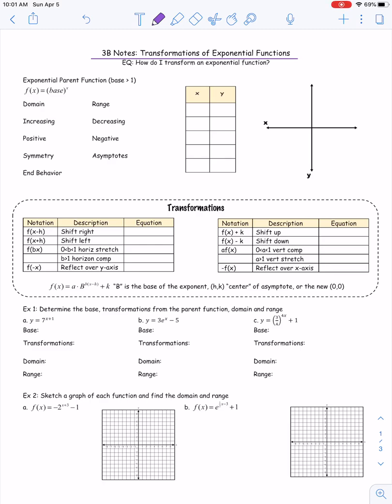Hi guys. So here we are with our 3B notes. So this is still our 8.1. This is an intro to unit 8, which is exponential functions.